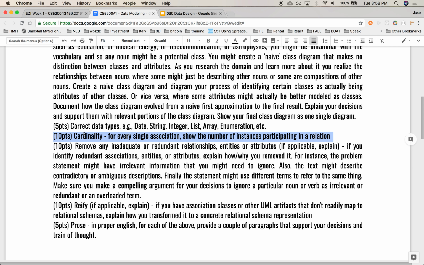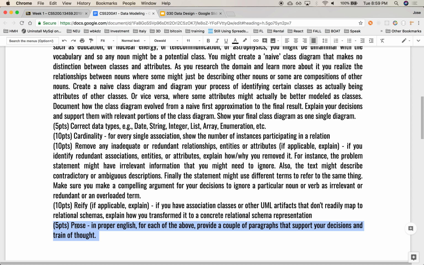Cardinality: you'll show us if there's a one-to-many, many-to-many, if two or three classes are participating. Also, remove any inadequate or redundant relationships, and explain to us why certain things might be inadequate or redundant. Also, if there's a many-to-many or a three-way relationship, you'll need to reify it and replace it with an equivalent class that has references to all the other classes.